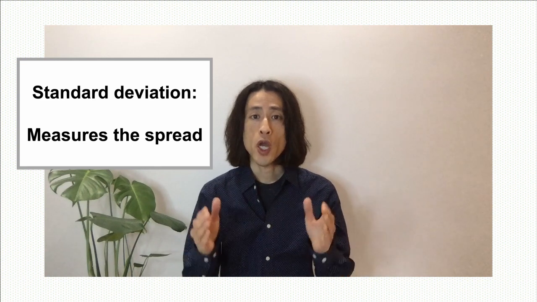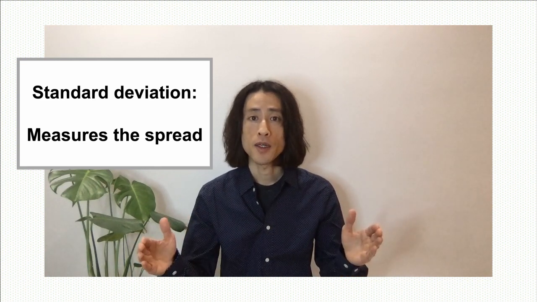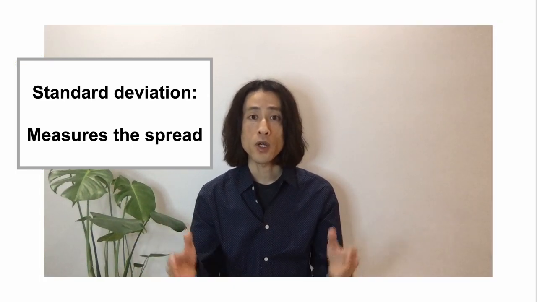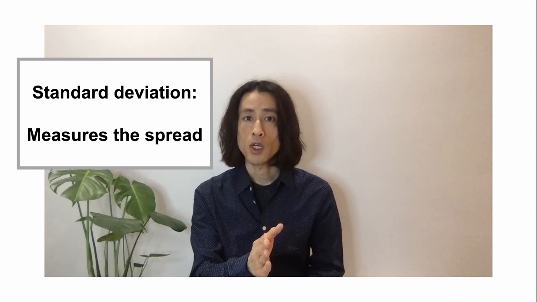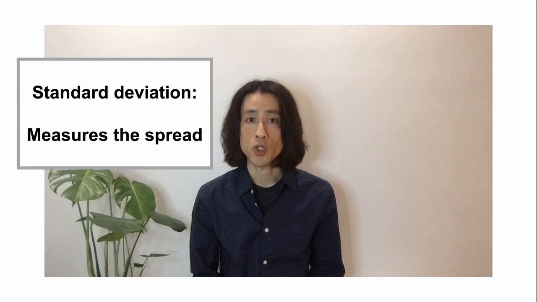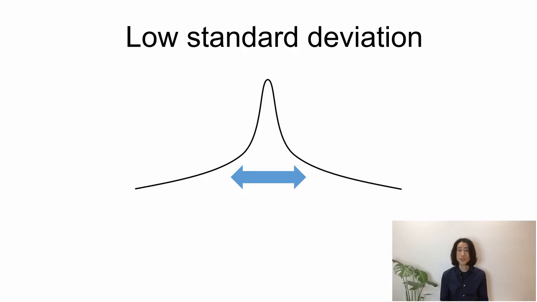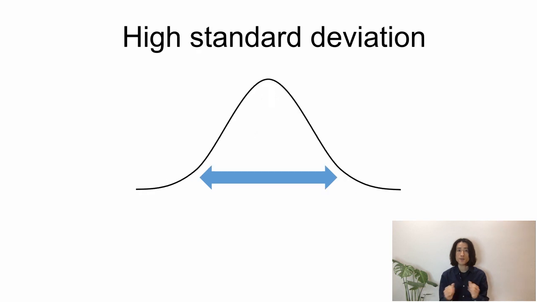Standard deviation shows you how spread out the numbers are. In other words, it is a measure of how far or close the numbers deviate from the midpoint, which is the mean in a normal distribution. If the standard deviation is low, that means all the numbers are clustered together. If the standard deviation is high, that means the numbers are distributed further and wider apart from the mean.